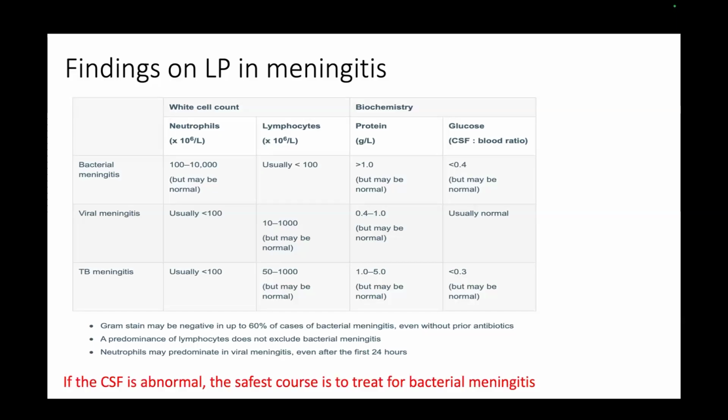If you're unsure if the CSF is abnormal, the safest course is to treat for bacterial meningitis. That's the thing that you don't really want to miss.